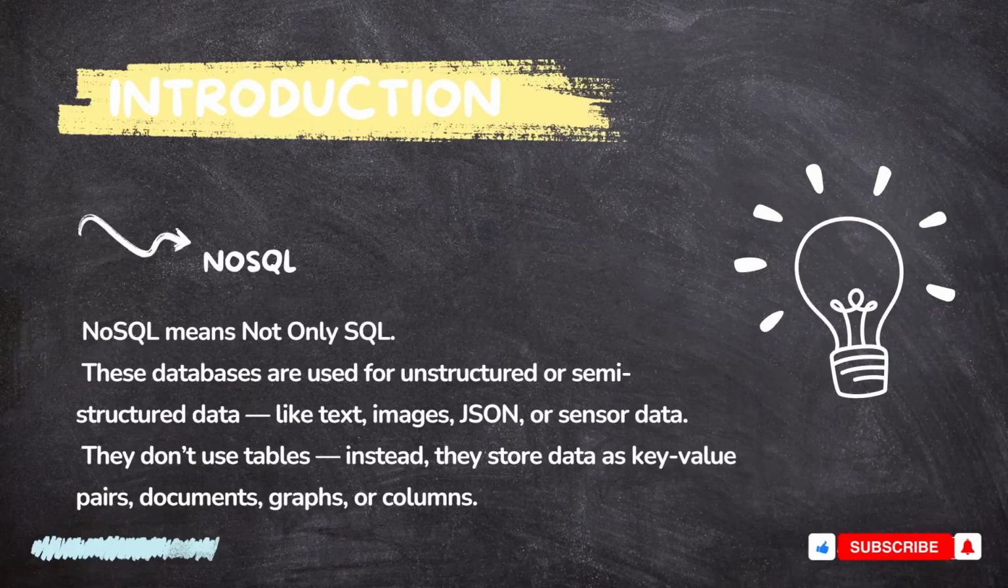Now let's come to NoSQL. NoSQL means not only SQL, where we store the unstructured and semi-structured data like text, images, JSON, and sensor data. We don't use table. We store the data in the form of graph, key-based documents, column-based, or key values.